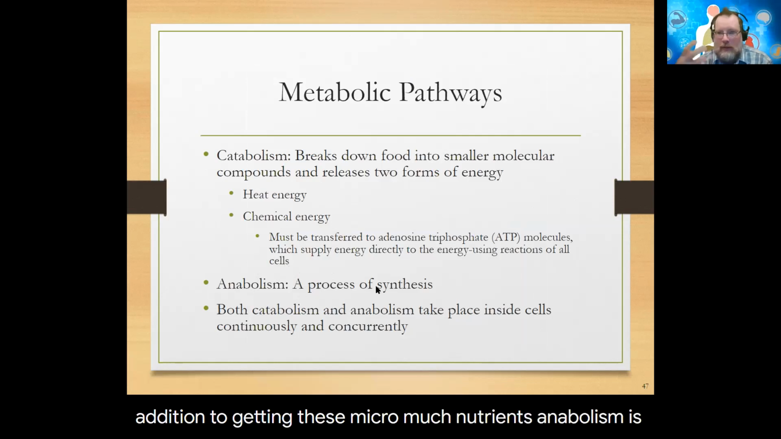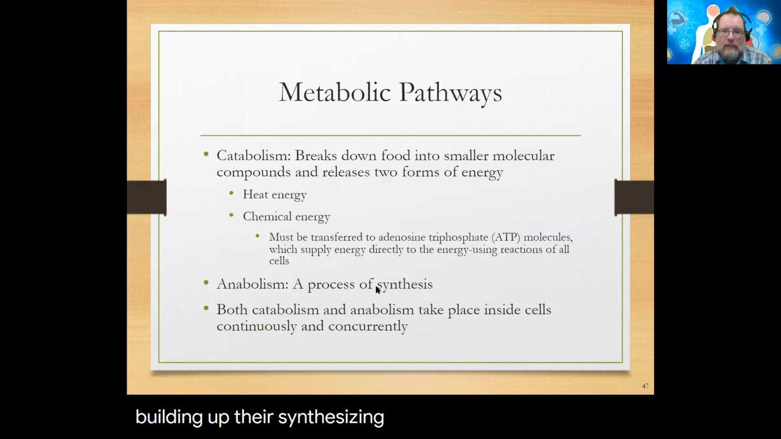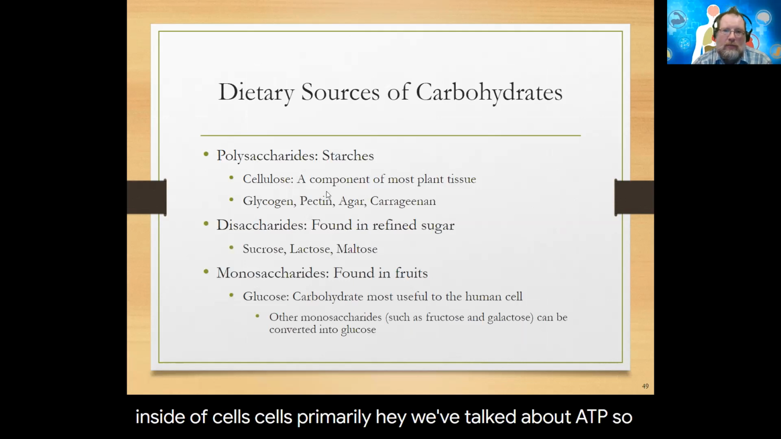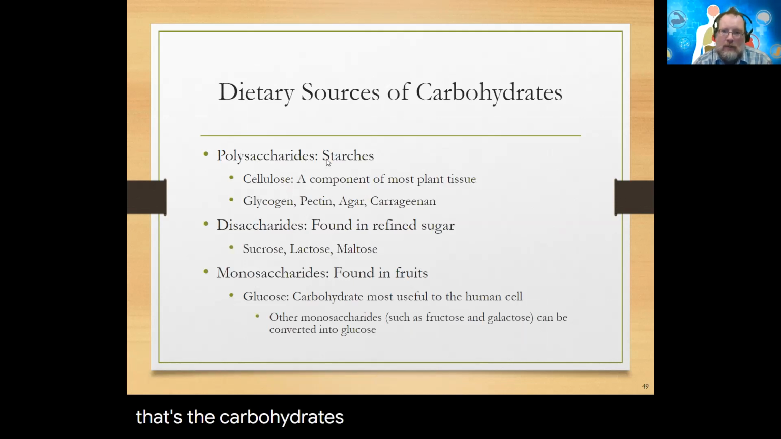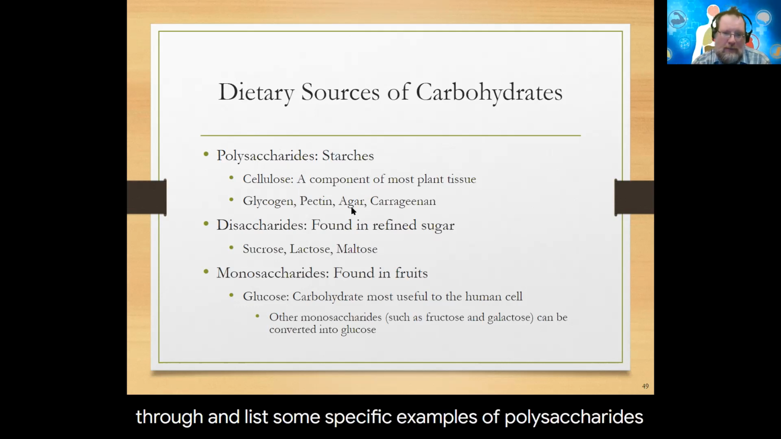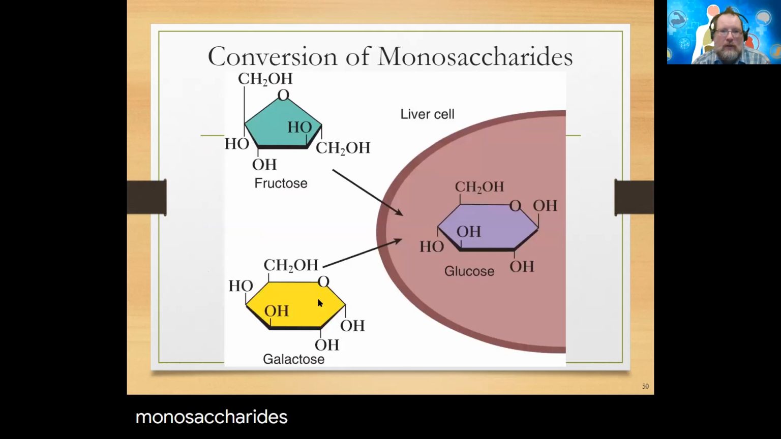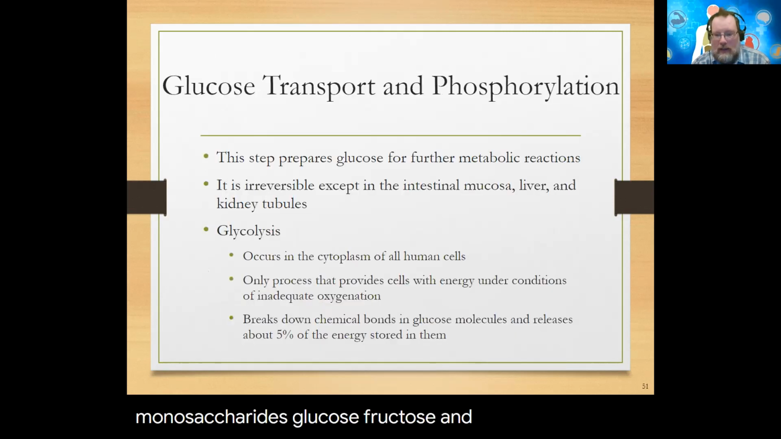Anabolism is building up or synthesizing. So this takes place inside of cells primarily. Okay, we've talked about ATP. So that's the carbohydrates we associate typically with that. Polysaccharides, disaccharides, monosaccharides. So go through and list some specific examples of polysaccharides here. And then the 3 disaccharides, and then monosaccharides: glucose, fructose, and galactose.